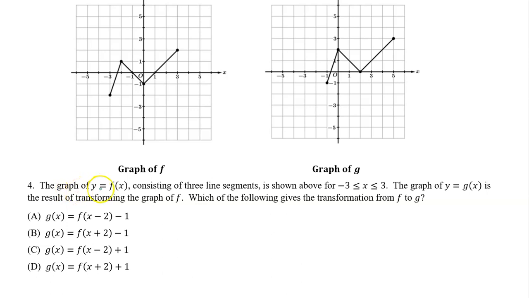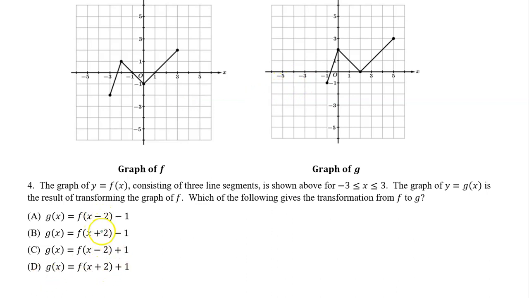Number 4, the graph of y equals f of x, consisting of 3 line segments, is shown above on the closed interval from -3 to +3. Let's see, f of x is the one on the left. The graph of y equals g of x is the result of transforming the graph of f. Which of the following gives the transformation from f to g? So from this function to this function.